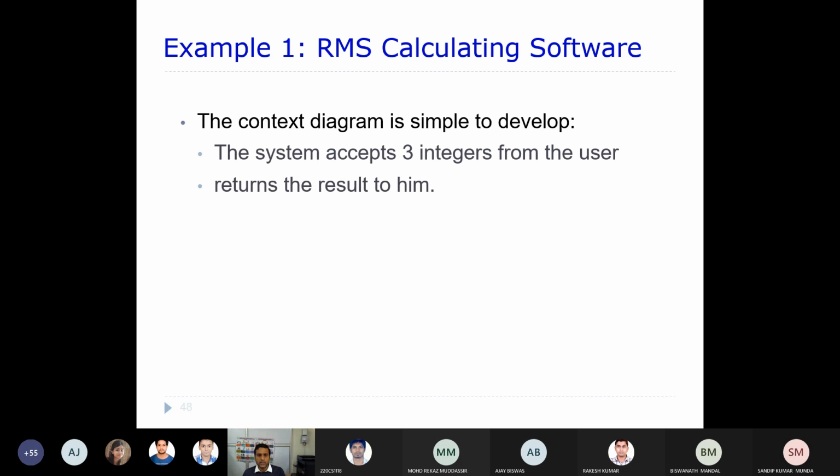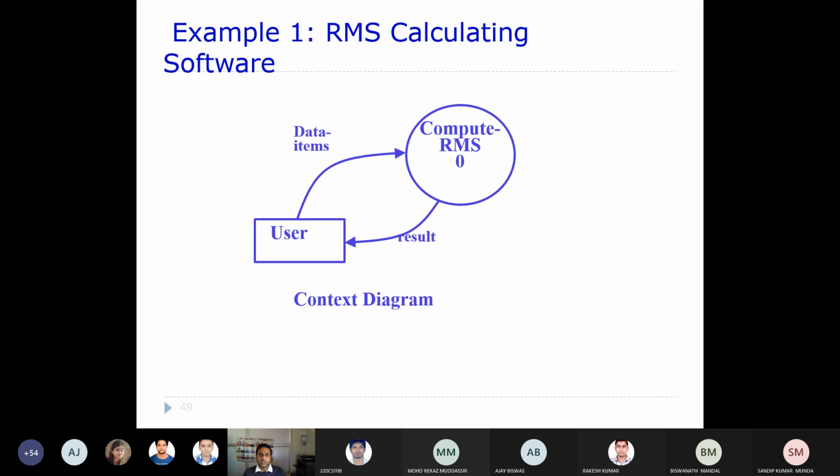At the context diagram level, what do you see? You want an RMS calculating software which can take three inputs, and it is going to give the output. That is the reason you can see this diagram. What do you calculate? You compute RMS. That is why its level is 0, because it starts with level 0.